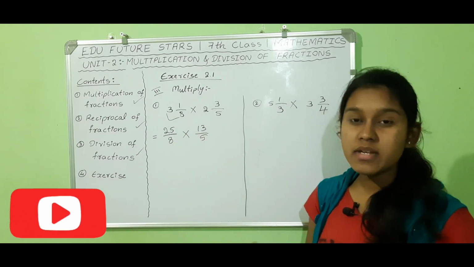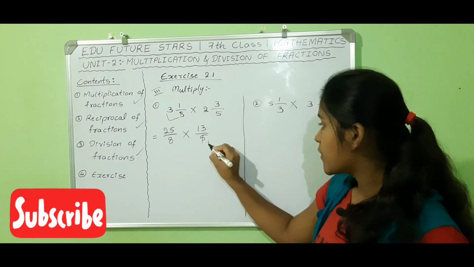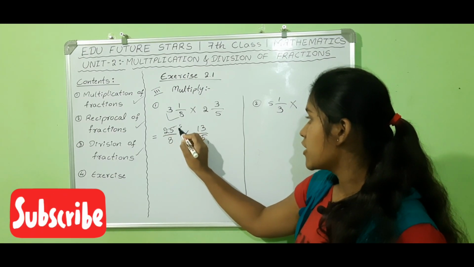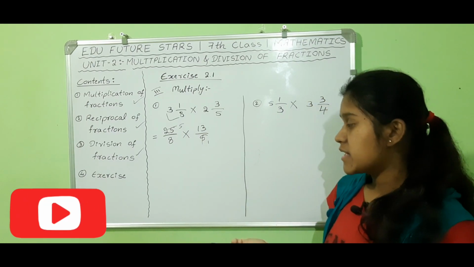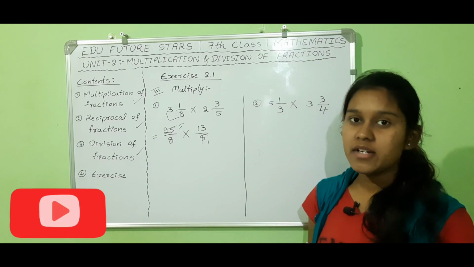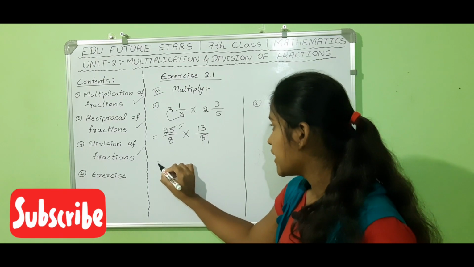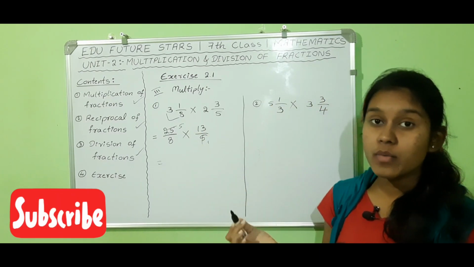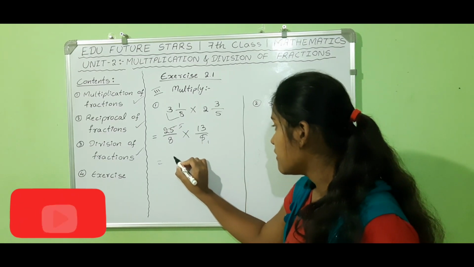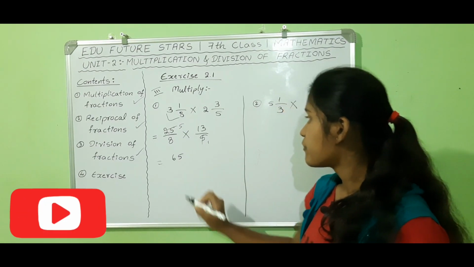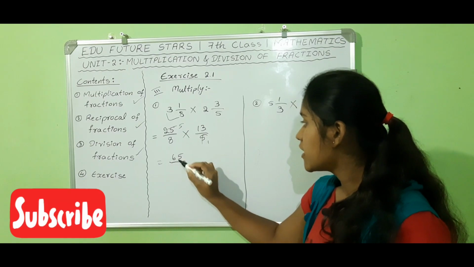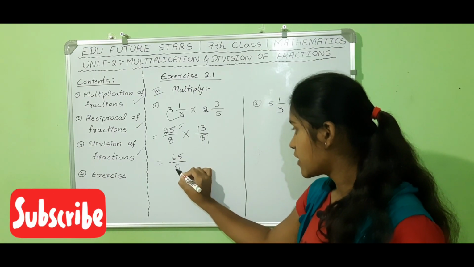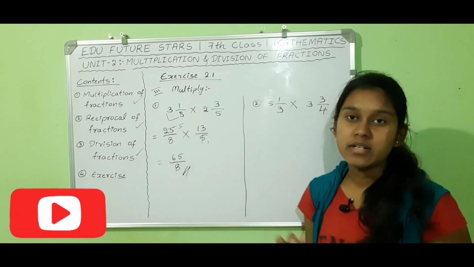Now we can cancel these two, right? 5 and 25 can be cancelled out. 5 ones are 5. 5 5s are 25. Right? So there is no other cancelling thing. So we can directly multiply it. Okay? So let's multiply now. 13 5s are how much? Which is 65. Right? 13 5s are 65. In the denominator, we have 8 1s are 8. Correct? So this is what our final result.